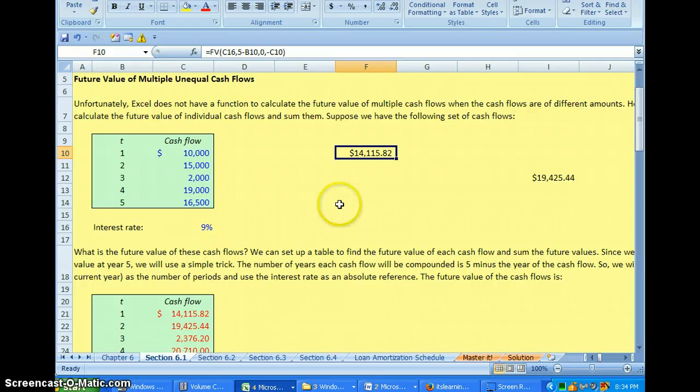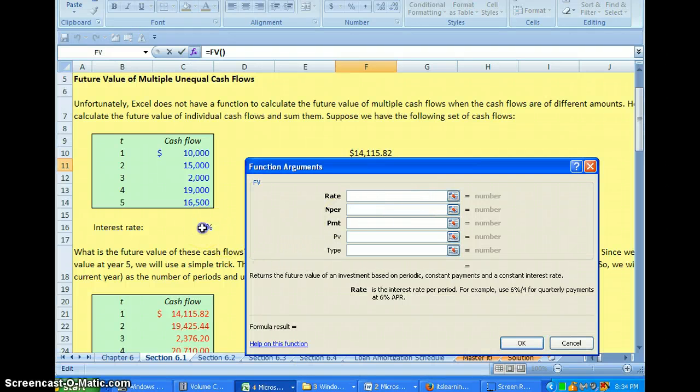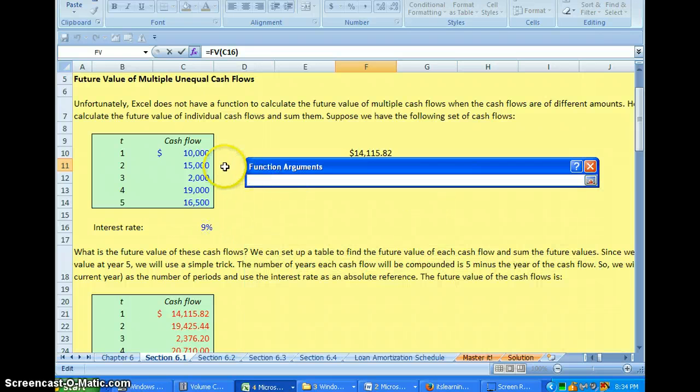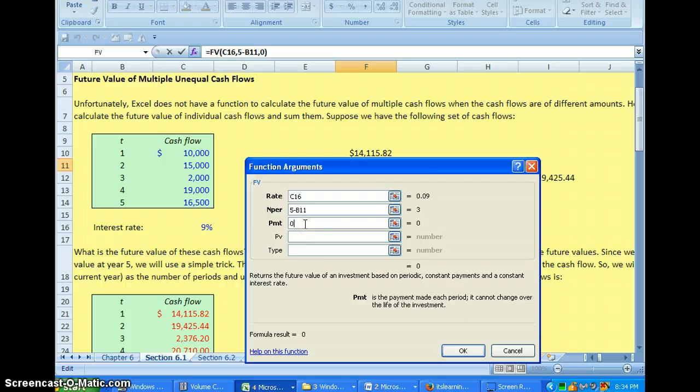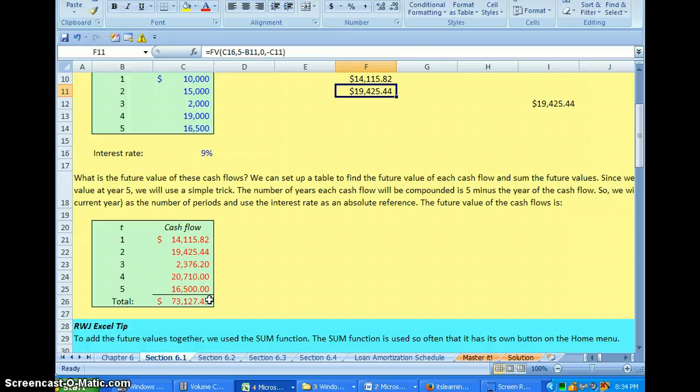So we're going to do that for each and every one of these problems. $15,000. Present value, excuse me, rate, 9%. Number of periods, remember 5 minus 2, that takes care of that. There's no payments involved. And present value is a negative 15,000, and we have 19,425. That's how to do that. So then you total those up, and that is going to be the future value of all these payment streams.